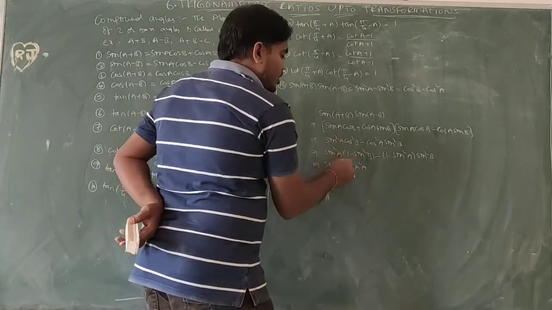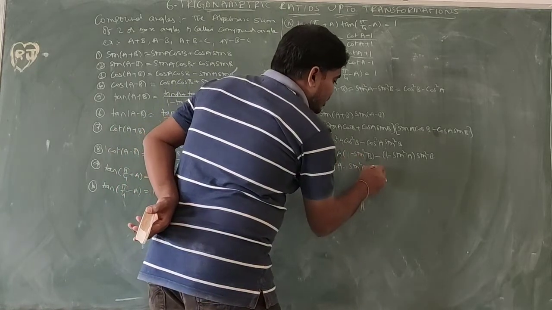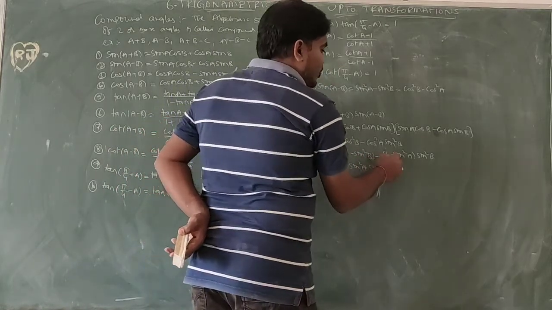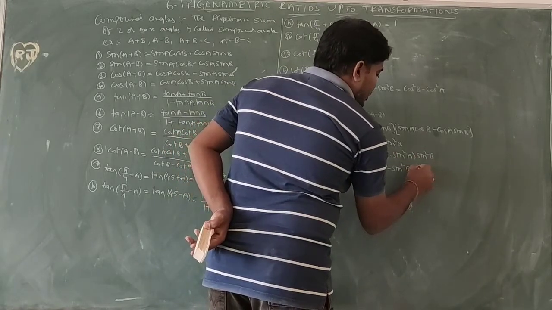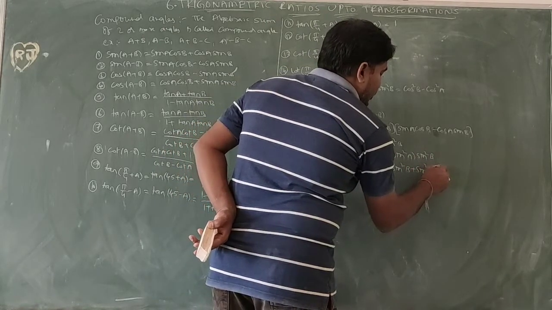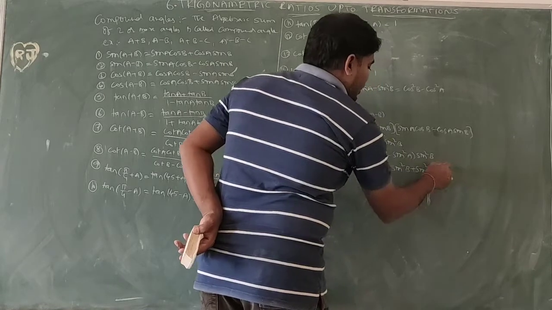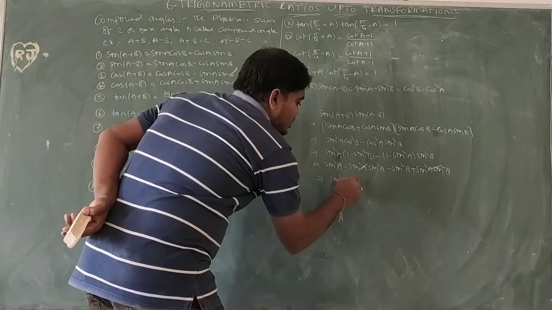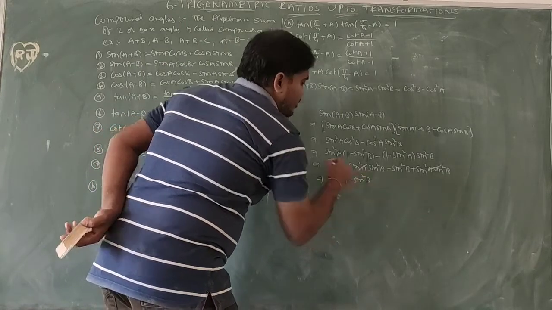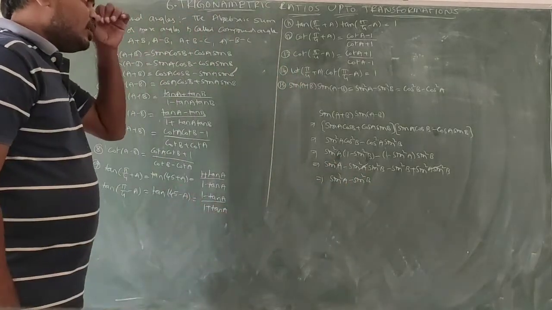Sin square A into 1, sin square A minus sin square A sin square B, minus 1 into sin square B, minus sin square B. Minus into minus, plus sin square A sin square B. Sin square A sin square B cancel. We will get sin square A minus sin square B. So sin square A minus sin square B.